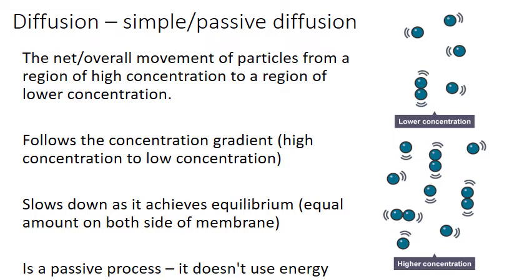It follows the concentration gradient, so it always goes from a high to a low concentration, and it slows down. So the process of these molecules moving slows down as they start to reach that equilibrium or balanced or equal point where everything's the same. And it's a passive process, meaning that it doesn't need any energy at all. So no ATP is used in diffusion.